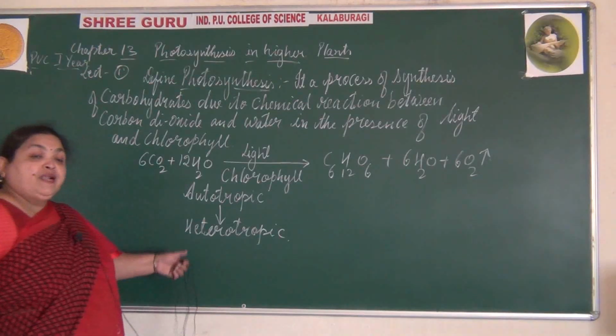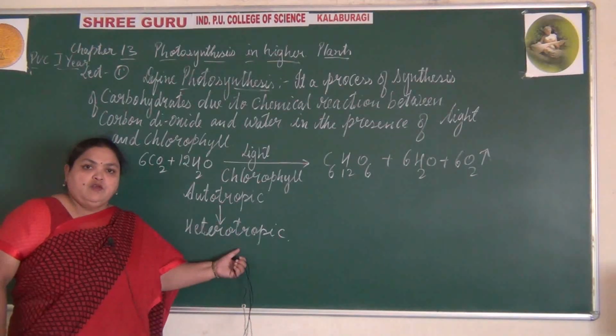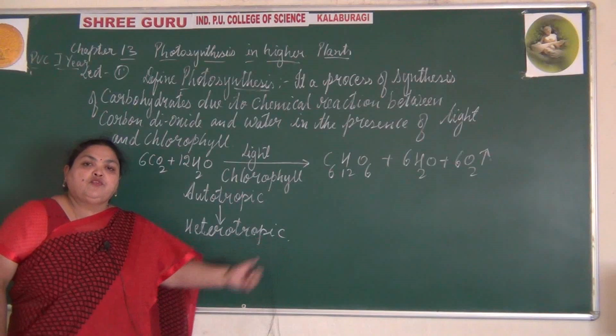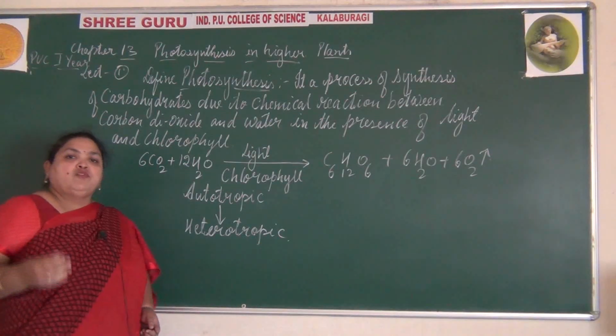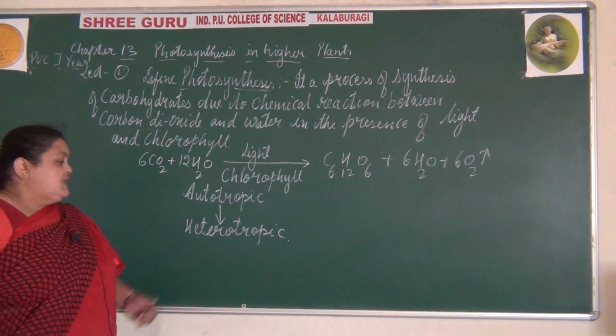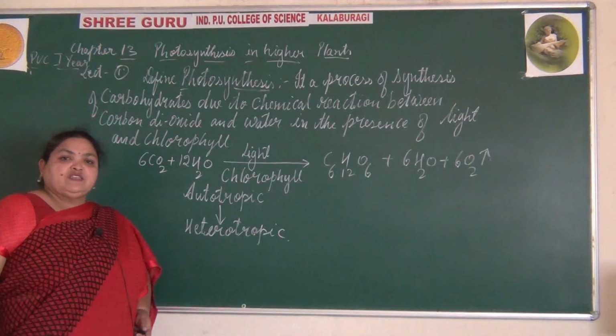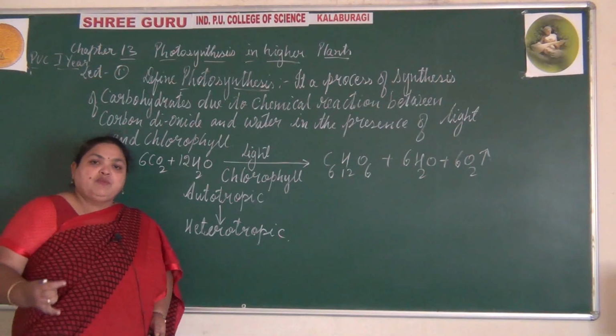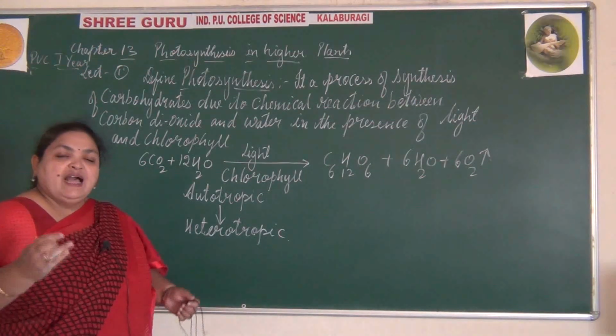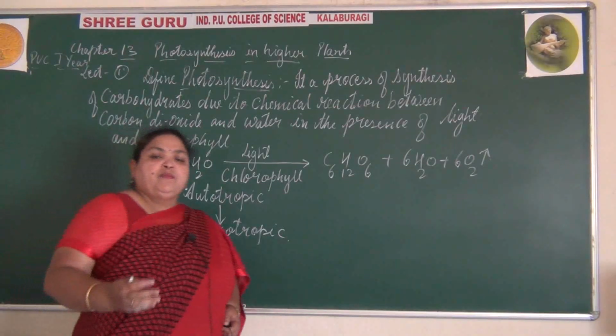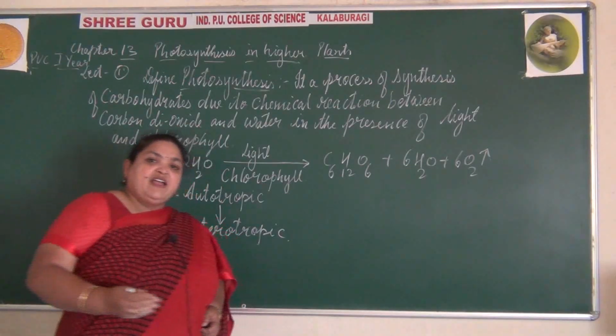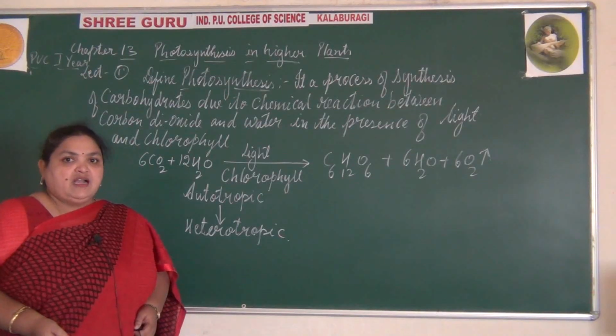Animals depend on plants for food. Based on the form of food consumed, animals are classified as herbivorous and carnivorous. Again, in carnivorous, there are primary carnivorous, secondary carnivorous and tertiary carnivorous.